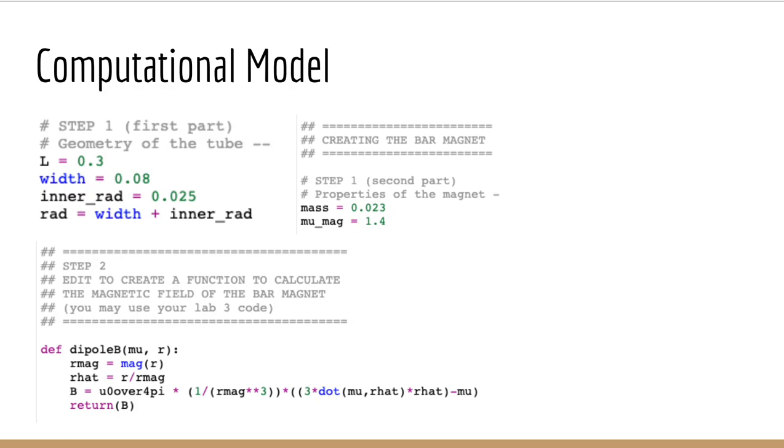And then here is the computational part of the experiment. For the first part of this code, I inputted the data that I collected about the tube and the magnet, including the width, length, radius, inner and outer, and then mass and the dipole moment. And then at the bottom, the magnetic field due to the dipole is calculated there.